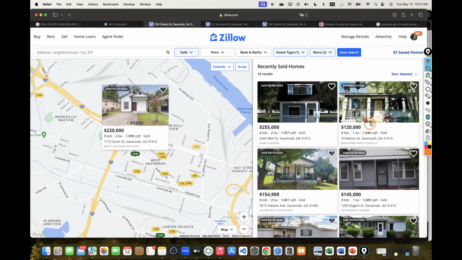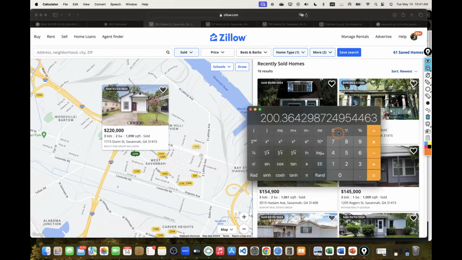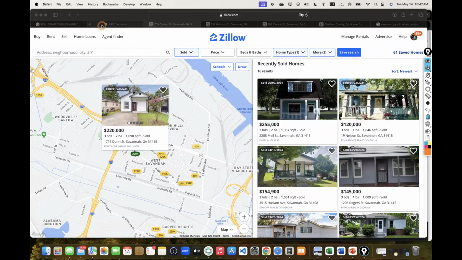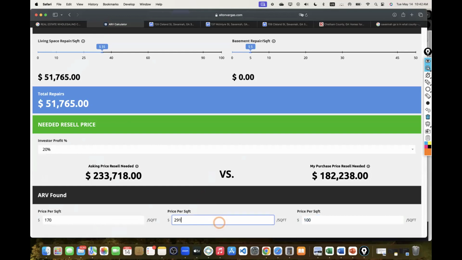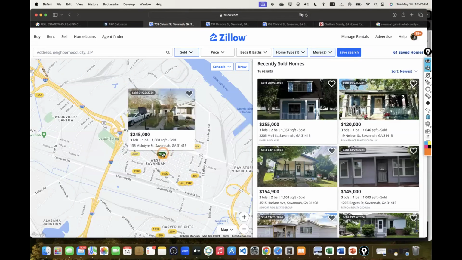Next one is 200. So let me close this out. 200, but honestly, I'll say 210. Honestly, 210 divided by 1098. Yeah, 191 is going to be my price per square foot. 191, just because again, it is in a whole different area, so I dropped it by $10,000 on that price point.